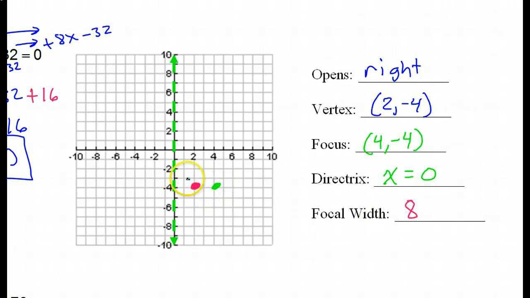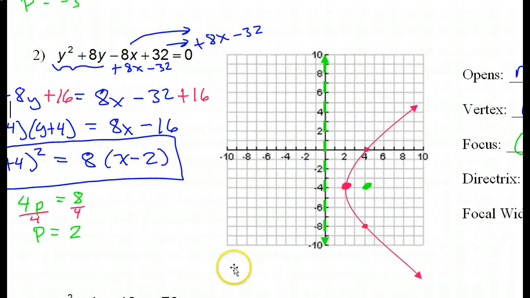Now, this is a right-facing parabola, so I know it's doing this type of a thing. But the width of the parabola at the focus should be 8. That means it should be up 4 and down 4 from here, so a total of 8. Now we can draw the parabola. Something like that will do okay. Alright, number 3, let us move on.